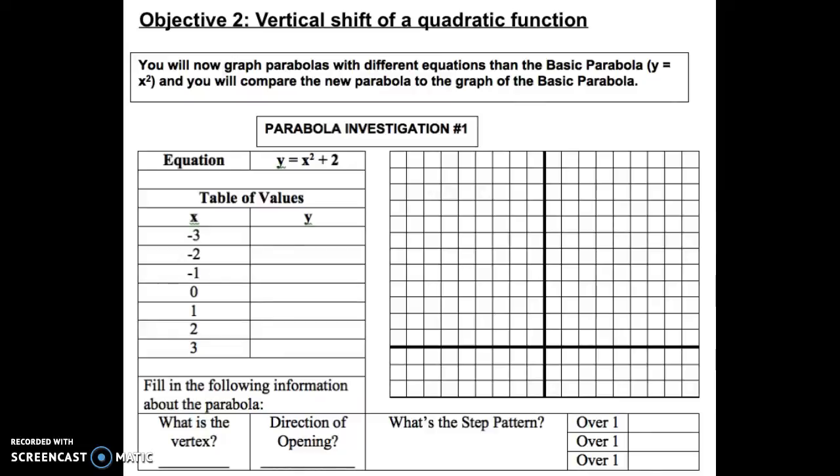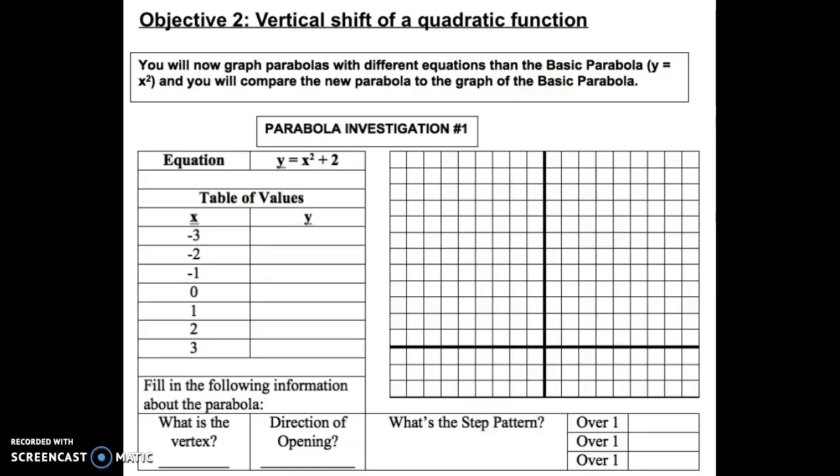Objective 2, a vertical shift of a quadratic function. So, from objective 1, the parent function we graphed was y equals x squared. Now we're going to graph different functions that we are given, and then compare the new parabola that we graphed to the basic graph of the parent function y equals x squared.